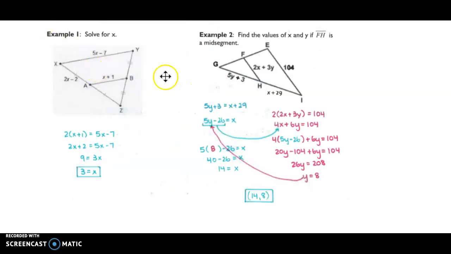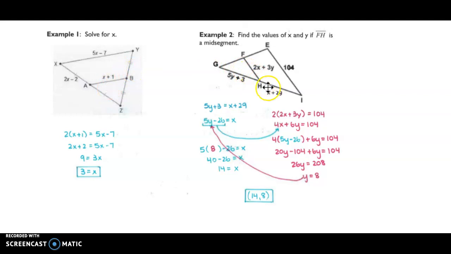I put examples 1 and 2 here together. How do you know that it is indeed a mid-segment? You can't just assume it. I know it's a little hard to tell here, but hopefully in the notes you can tell. You have to have these tick marks. Like here, you know that XA is congruent to ZA, but if there were no tick marks in YB and ZB, then you cannot automatically assume that X plus 1 here is a mid-segment. That's why you need to have these tick marks.